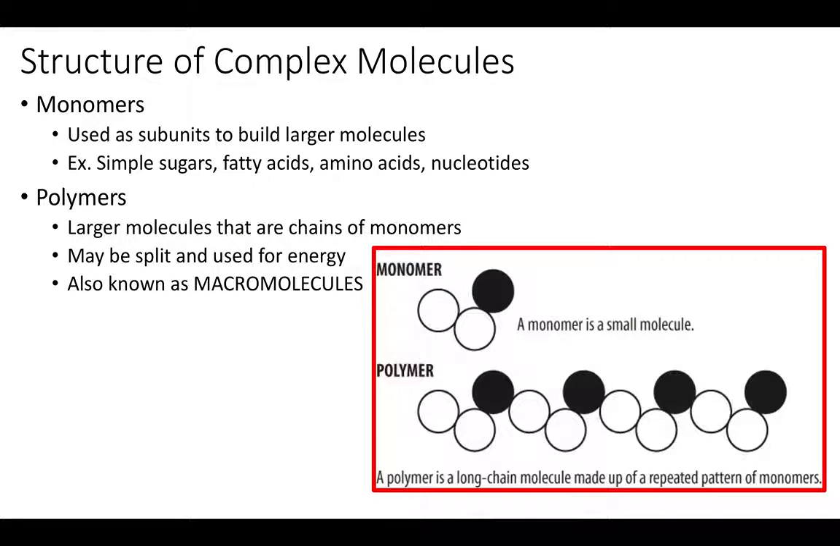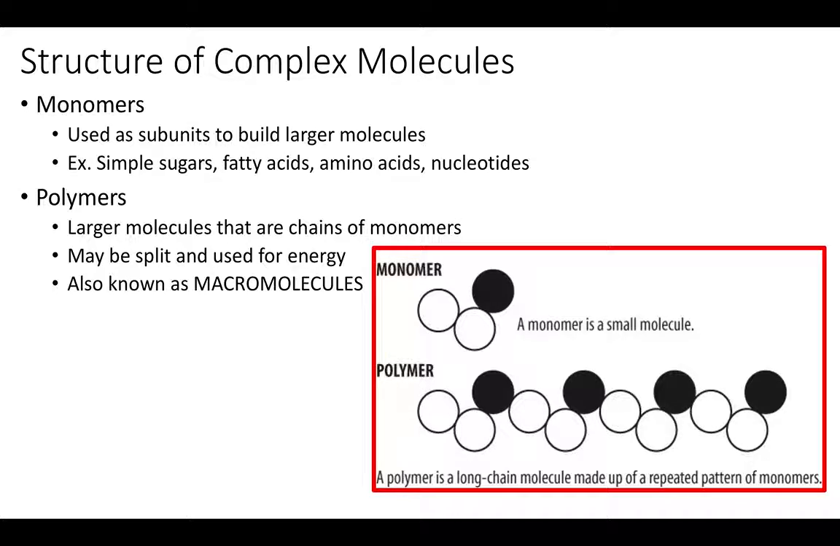The structure of complex molecules. You can start to understand how these complex molecules work by thinking of them in terms of monomers and polymers. I want you to think of a monomer as a bead and a polymer as a necklace. Long chains of monomers make a polymer the same way that a long chain of beads will make a necklace. So monomers are used as subunits to build larger molecules. They include things like sugars, fatty acids, amino acids, and nucleotides.